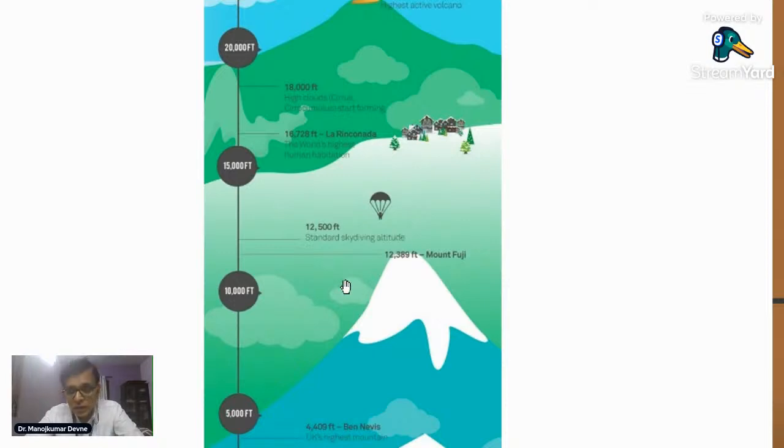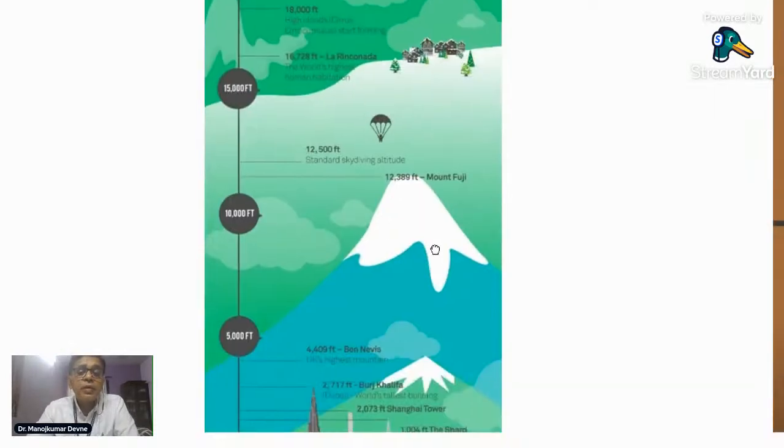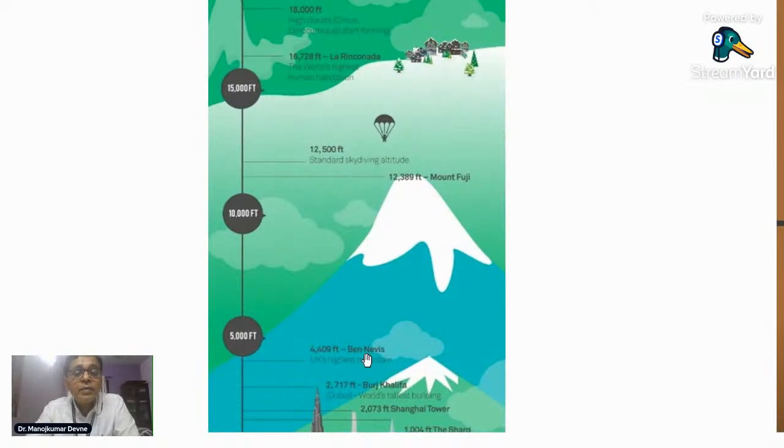You see all these clips coming on Facebook as far as skydiving is concerned. 12,000 feet is from where you dive. Of course, you have to be very timely to open your parachute to land down on the ground in the best physical state. Then this is Mount Fuji in Japan, and you go further down. Ben Nevis is the highest point in England, I would say, Great Britain.